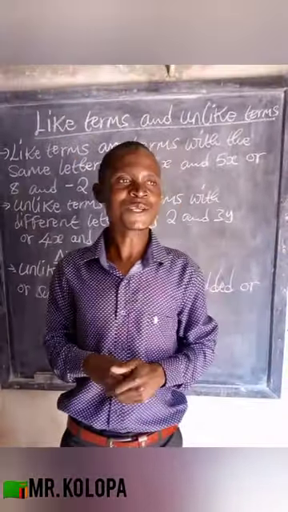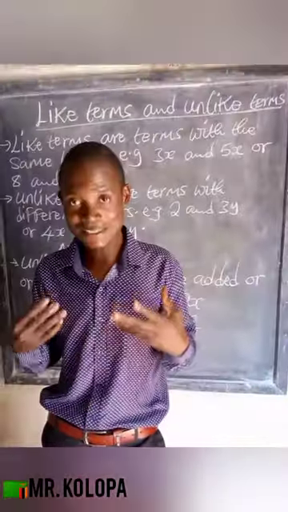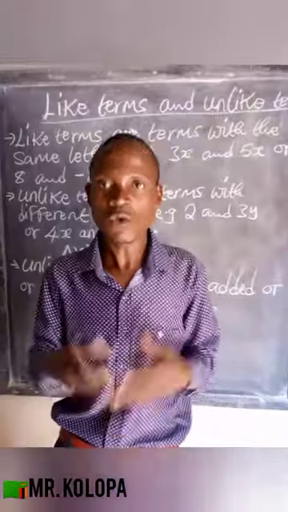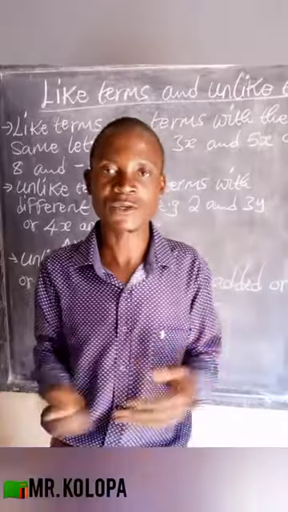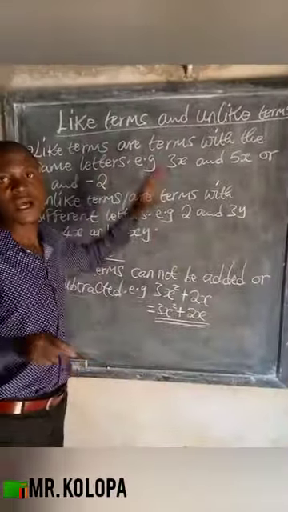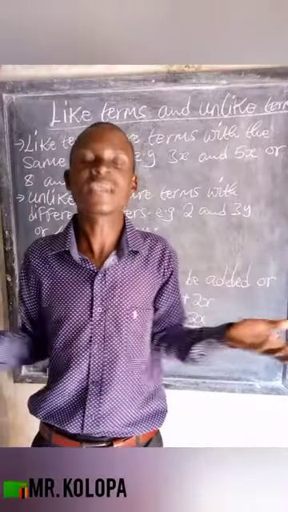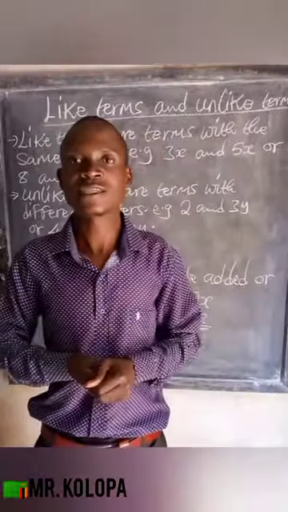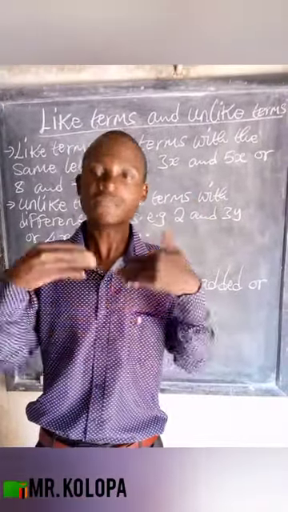If someone tells you, you two look alike, what does that mean? I think it's a simple example that we can give. When you look alike, it means you are looking the same, not so. So from the definition we can say like terms are terms with the same letter or letters. We are looking at the letters, not numbers. You can have the same numbers.